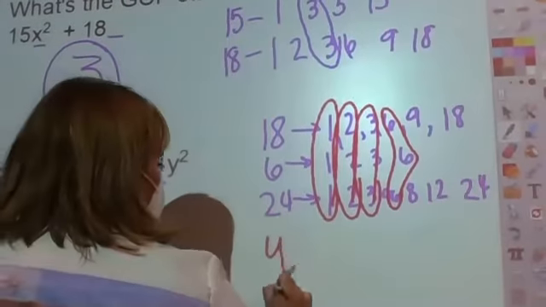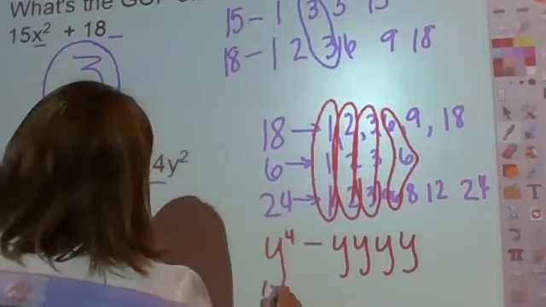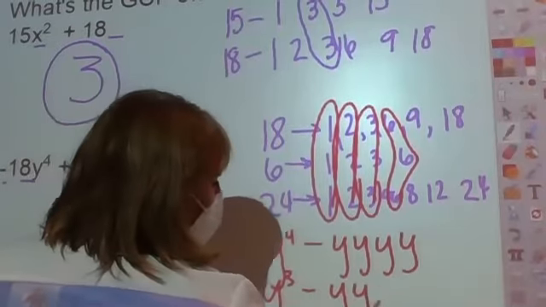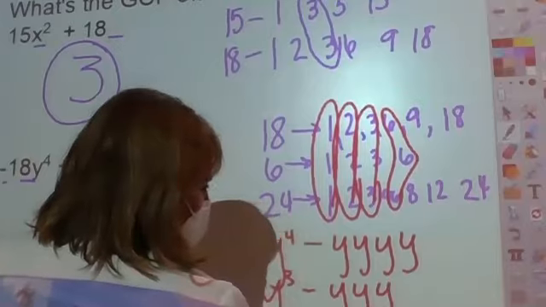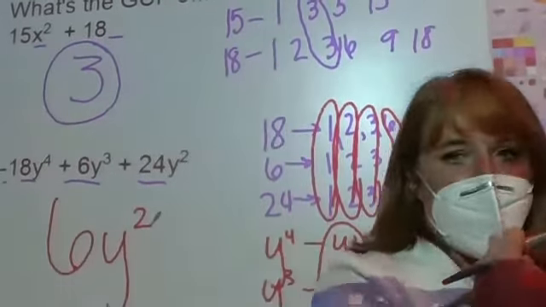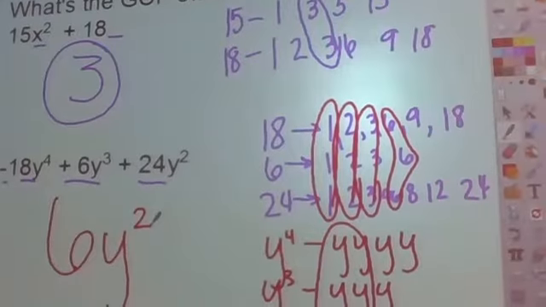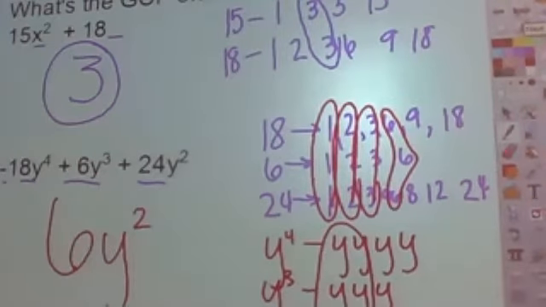Now I move on to my variables. My variable y. So y to the fourth is 4 y's. Y to the third is 3 y's. And y squared is 2 y's. So my greatest common factor is y squared. All right, is that what you guys got for the greatest common factor? Yep. Good. So hopefully you guys are starting to understand how to find the GCF. Are there any questions on that? We okay? Okay.